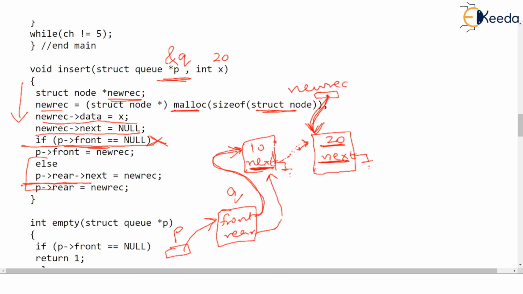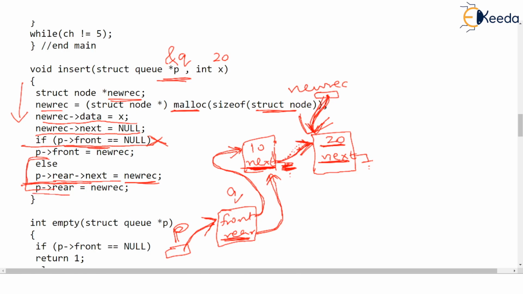P arrow, rear arrow next. Just follow these pointers. P arrow, rear, this rear, arrow, next. Here we got this next, isn't it? What should happen to P arrow, rear arrow next should become equal to new rec. That means wherever new rec is pointing, check this, wherever new rec is pointing, this next should point to the same node. So it won't remain null anymore. It will point wherever new rec is pointing. So that's the else portion.